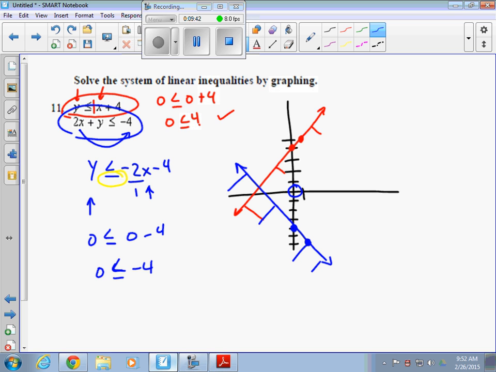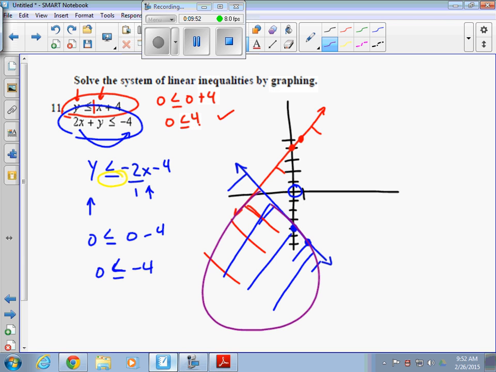So if you look at your graph, this is where the overlapping area happens, this part down here. So this is the only area here and everything continuing in those two lines. That's the only area that'll make both the blue and the red correct.